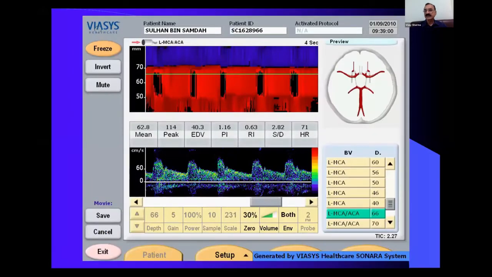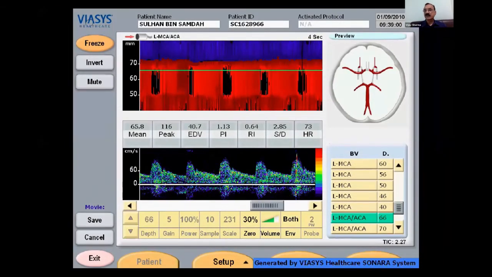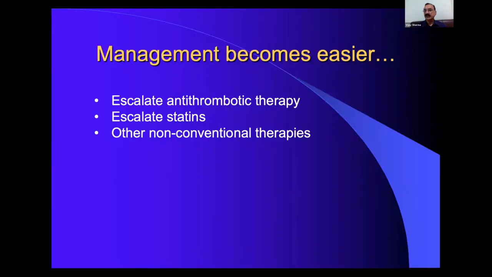So you just put the TCD probe, monitor for about 40 minutes. The moment you hear one embolus, which is like a bird chirp, that kind of sound comes, you know you have won the battle. So that is the sound you are looking for, a bird chirp. And the moment you see it, you say, I'm going to escalate my antithrombotic therapy.